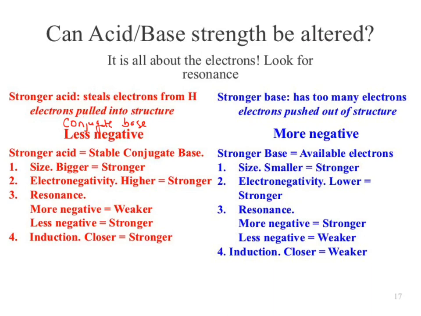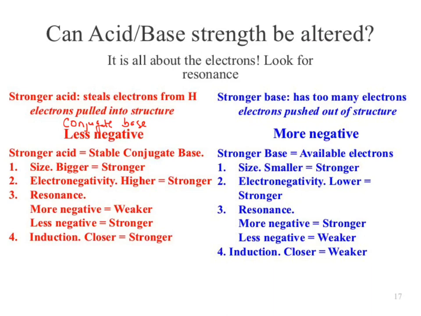Right? After that, the bigger the conjugate base, the stronger the acid. Why? If it's bigger, what does that do to the charge? Distributes it, it stabilizes it. It makes it less negative. Electronegativity. The larger the electronegativity, the stronger the acid. Why?